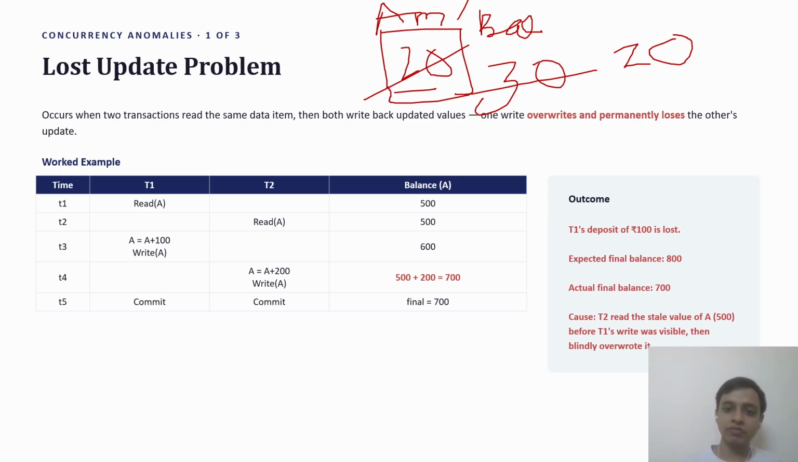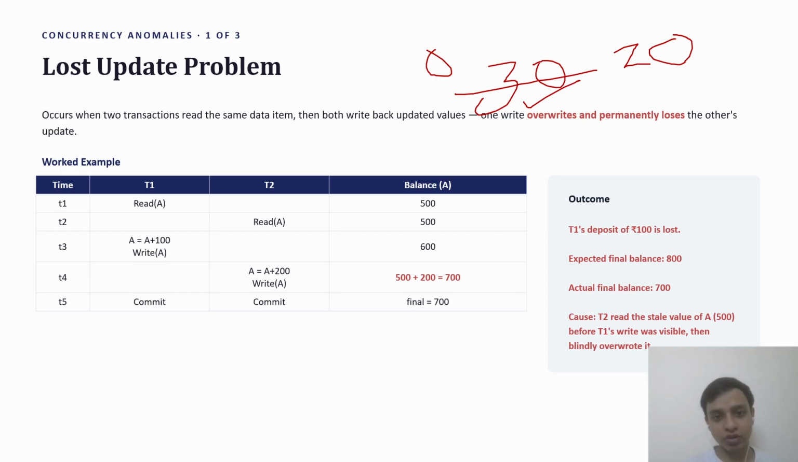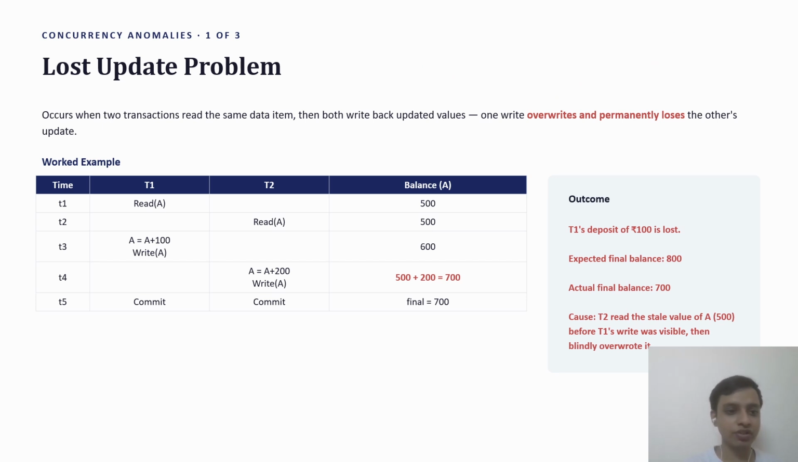I didn't read the last update, which was 30. I didn't know that 30 happened. My account balance was increased. This is the lost update problem in layman's language. Now you can read the definition. It says it occurs when two transactions read the same data item, then both write back updated values. One overwrites and permanently loses the other's update. That's what happened with my account balance.